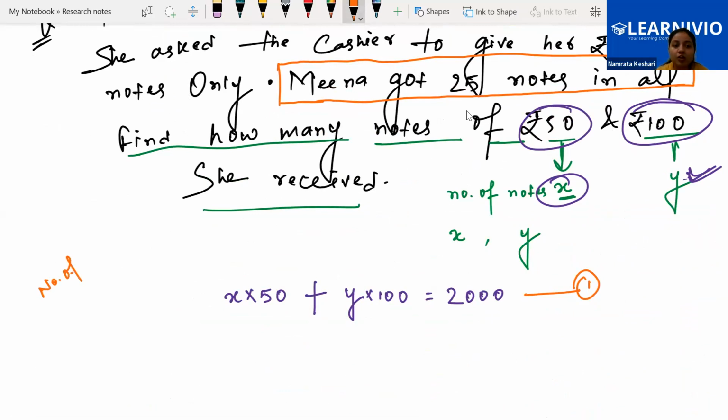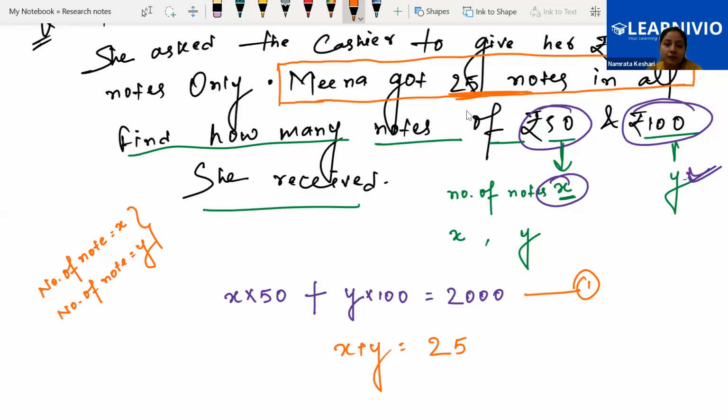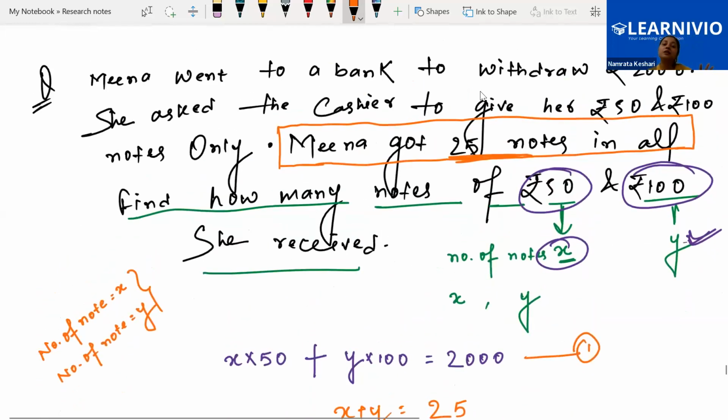Exactly. Number of notes, Harshit, we have taken as x in one of the cases. In the other case, we have taken number of notes as y. So the total number of notes is 25. Can I write x plus y is equal to 25? Yes, ma'am, now I understand. Okay. So x plus y is equal to 25. Here in the second equation we will not take 2000, because we don't have to calculate the amount.